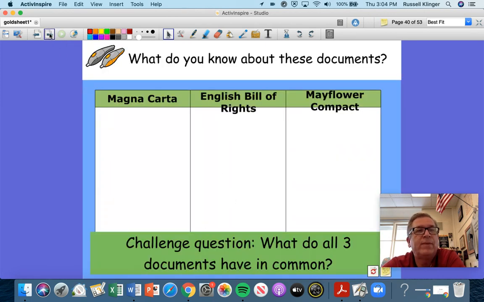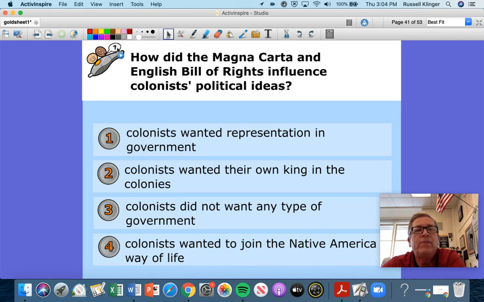All right, we'll skip this one. How did the Magna Carta and English Bill of Rights influence colonist political ideas? Well, colonists wanted representation in government. That's true. We see that in the representative legislatures that they had. Colonists wanted their own king in the colonies? No, they really didn't want a king here, especially after they got here. They found that they really didn't need the king that much. Colonists did not want any type of government?